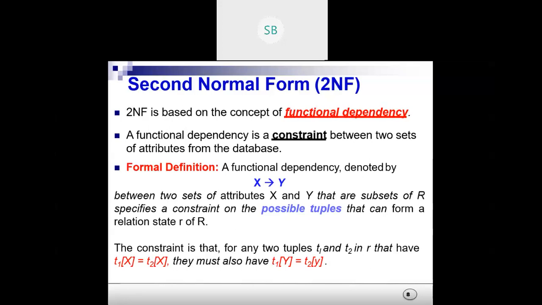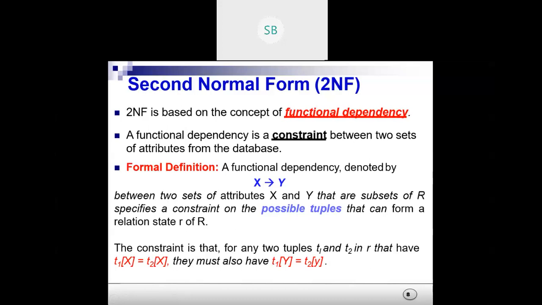Let me tell you, X and Y are the attributes of a table. You can consider X is a student ID and Y is a student name. This symbol means Y is determined by X. You can either say X determines Y or Y is determined by X.